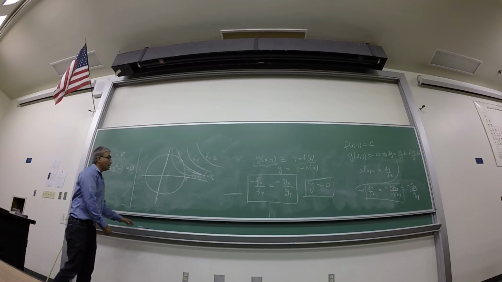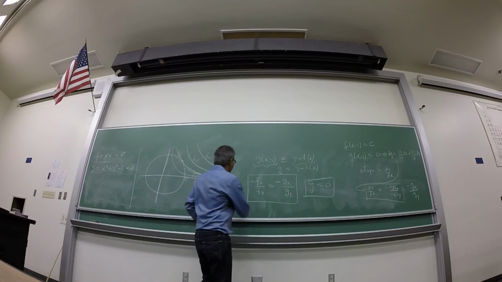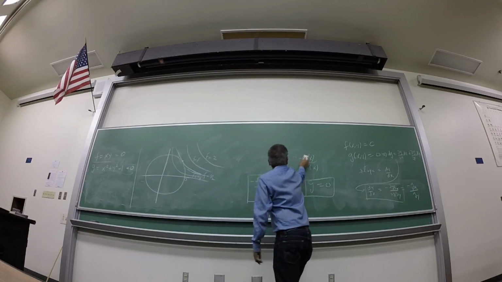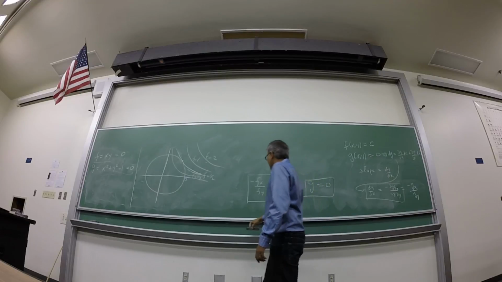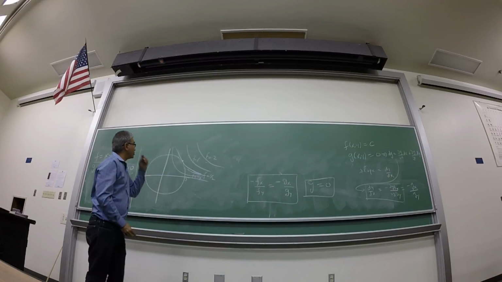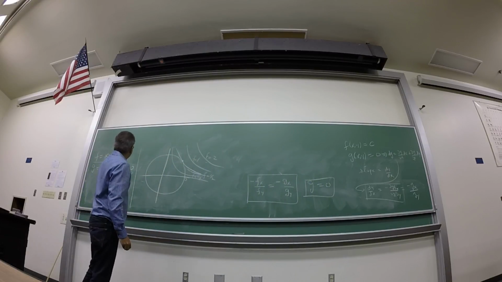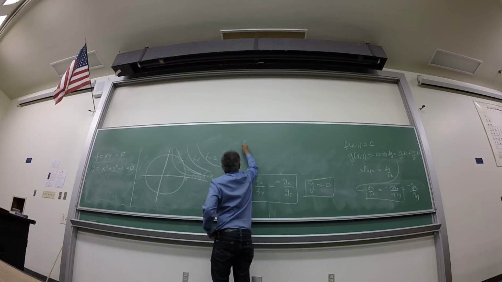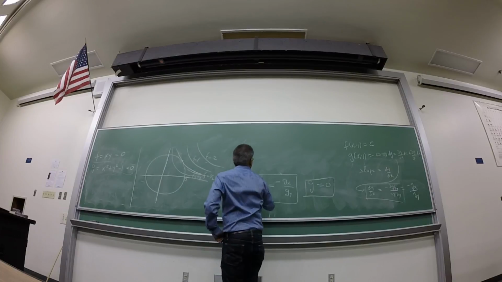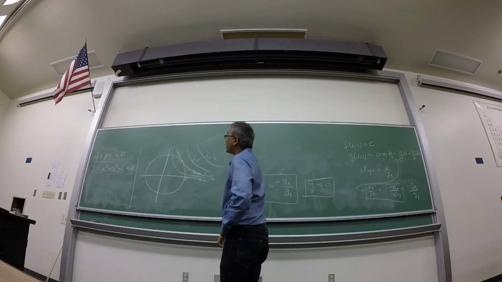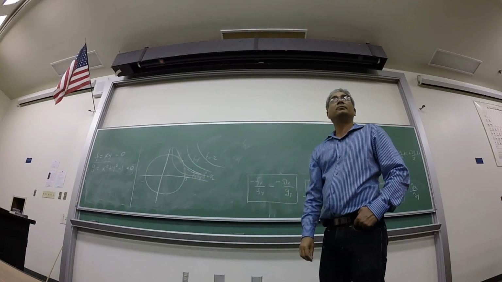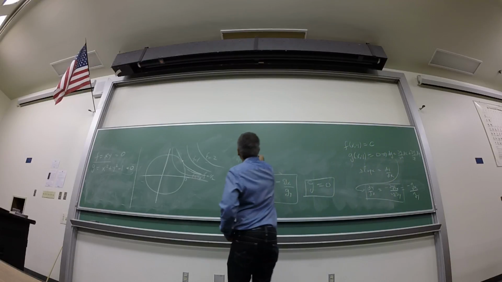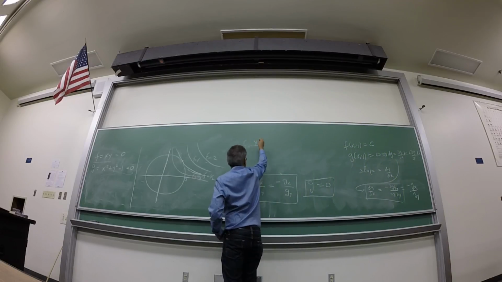Okay, so now let's calculate. These are the two equations we have to solve. Let's look at this equation: fx over fy equals to gx over gy. Fx. You already know f equals to xy. So what is fx? Fx is just y, right? And what is fy?